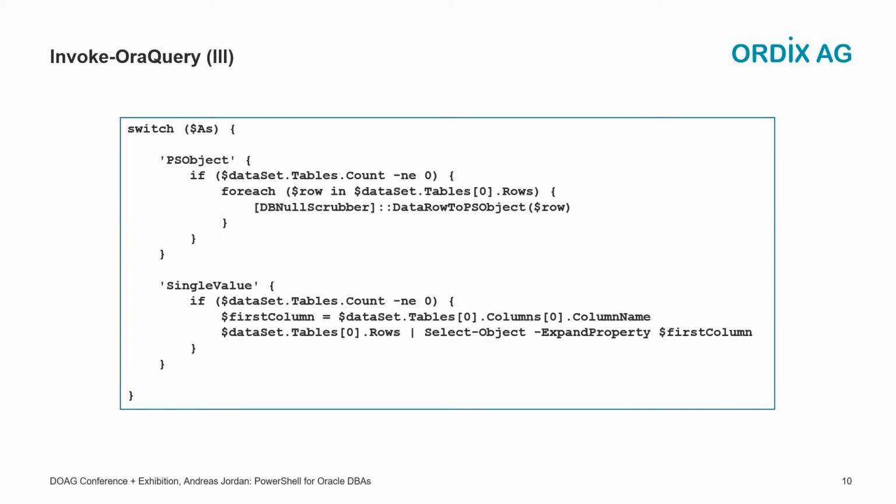Most times I use PS Object, which uses some C# code to mainly strip off the DB null values, which have this special type DBNull if they are in the data set, and translate them to normal null values. So I don't get any metadata. I just get the data. And in some cases, I just need a single value. Single value means that it extracts the first column. So I don't have objects anymore, but single values. Like if you do a count star, and then you don't need the column name. You just want the value of the count star, and that's the perfect fit for this single value.